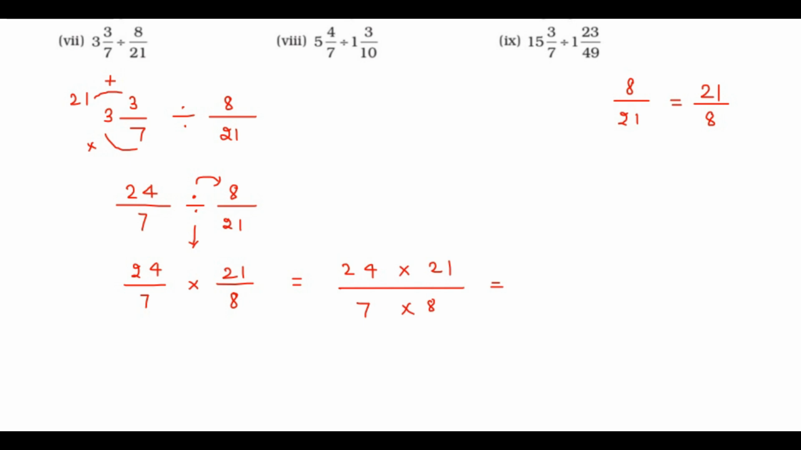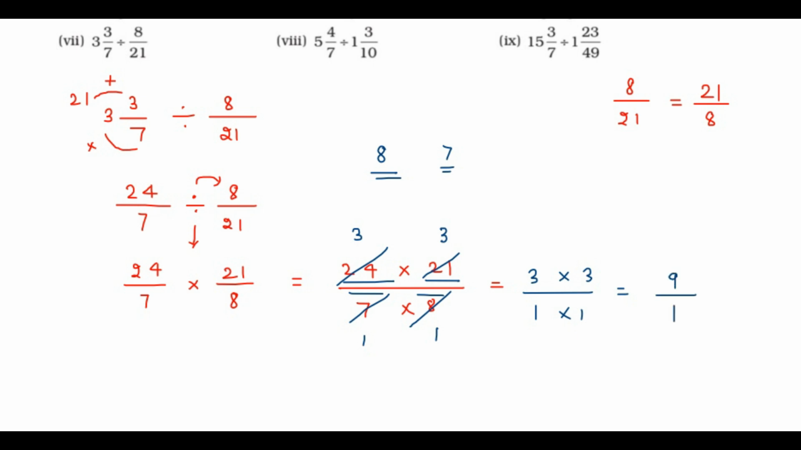Now the part of simplification arrives here. 24 and 8, they both come in the table of 8. Divide them by 8. 8 3s are 24, 8 1s are 8. 21 and 7, they both come in the table of 7. Let's divide both of them by 7, as 7 1s are 7, 7 3s are 21. My numerator is 3 multiplied by 3 upon denominator is 1 multiplied by 1. 3 into 3 is 9. 1 into 1 is 1. Remember, 9 by 1 is 9.